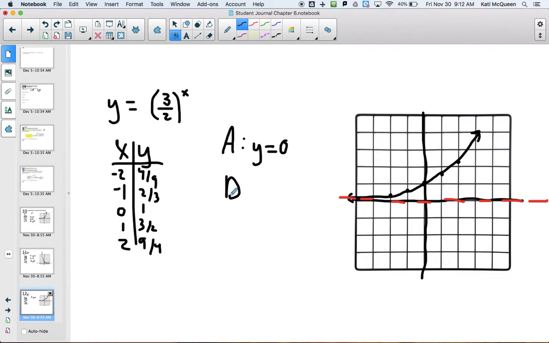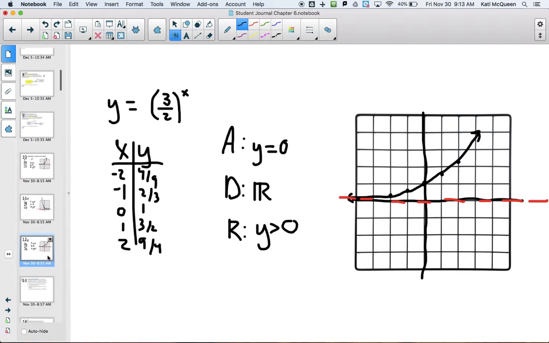My domain, again, is all real numbers. So that function is going left and right forever. Also, I could substitute anything into this x value here. In my range, this function is getting really, really close to 0, but never ever goes below it or touches it. So y is always greater than 0.